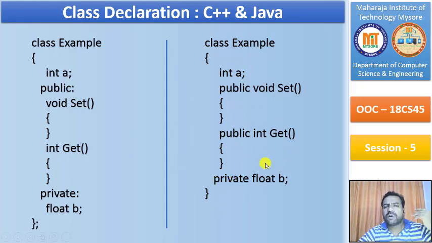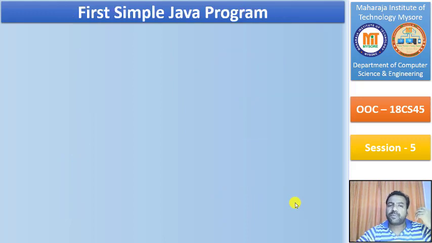So this is what I wanted to say about class declaration using the C++ style and class declaration using the Java style. With this, now we will discuss a simple Java program.